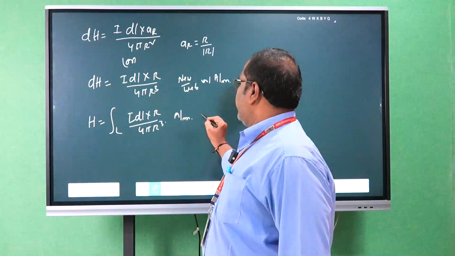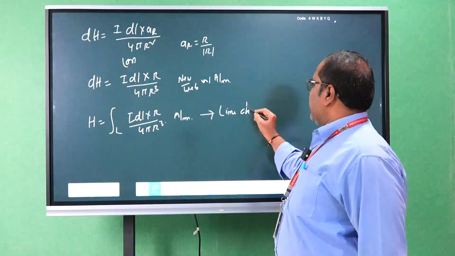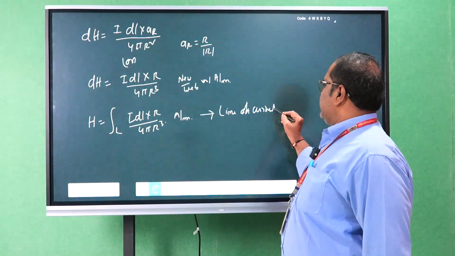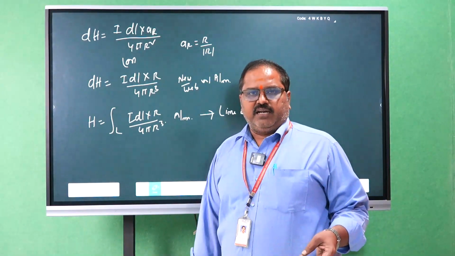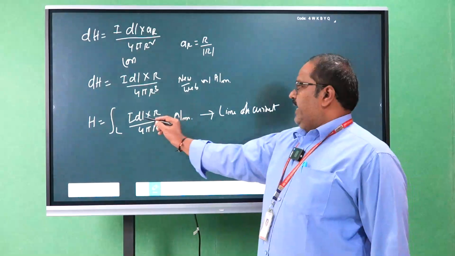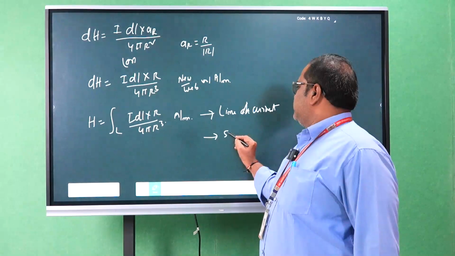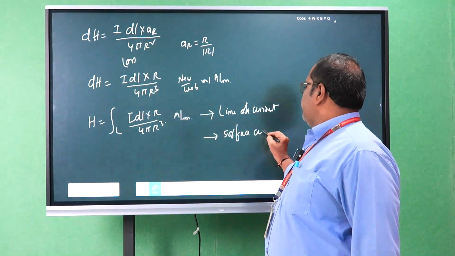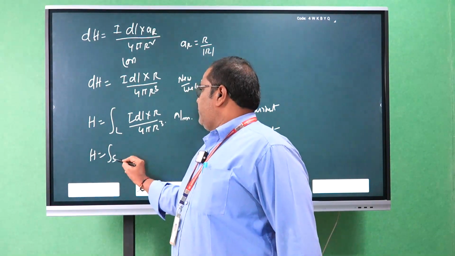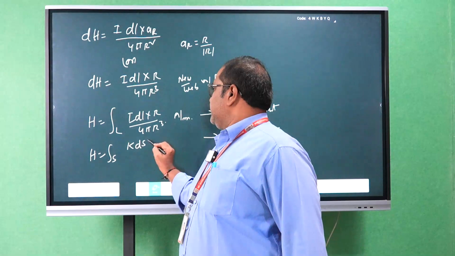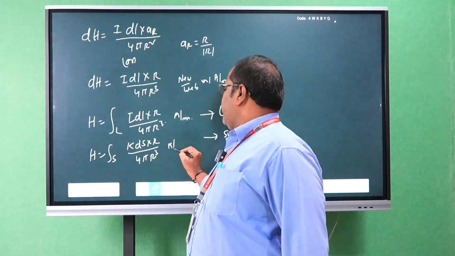Ampere per meter, for a line current. There is a distribution of current elements in the magnetostatic field: line current, surface current, and volume current. For the line current, H is I dl cross r by 4 pi r cube, ampere per meter. For a surface current, H is equal to the surface integral of K dS cross r by 4 pi r cube, ampere per meter.